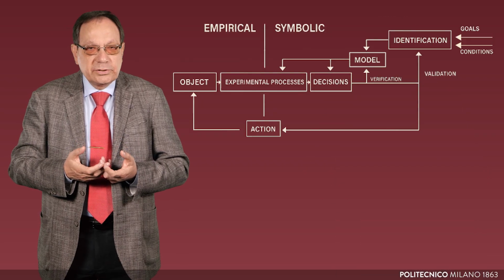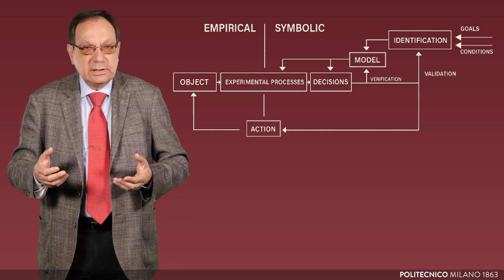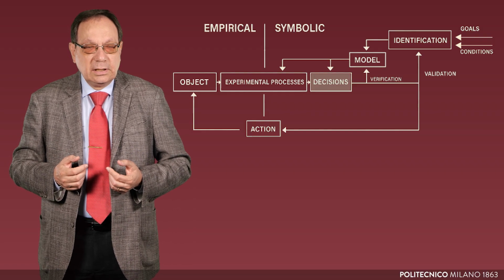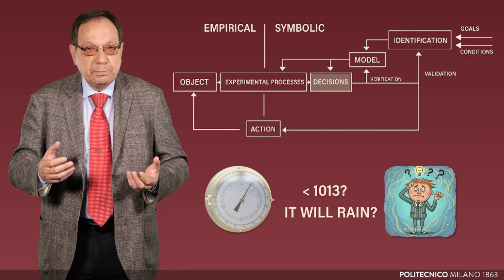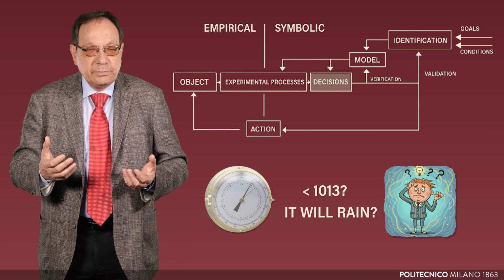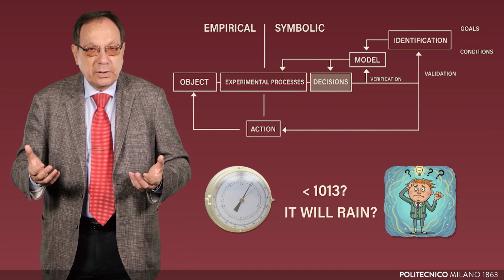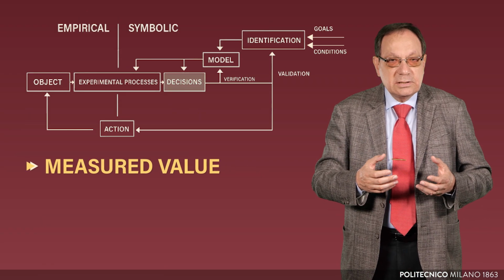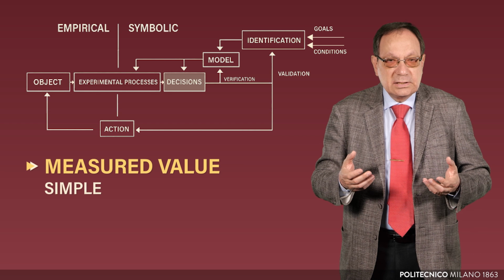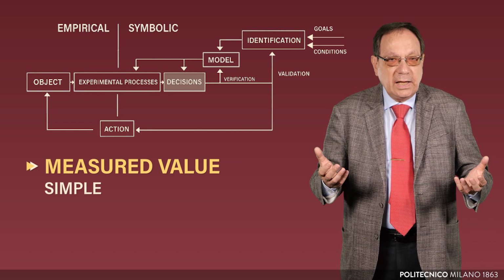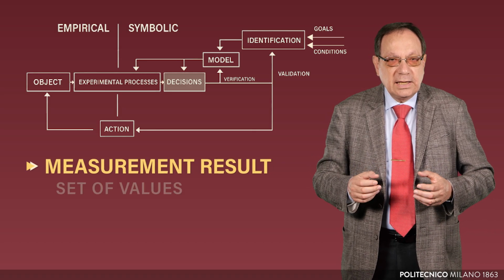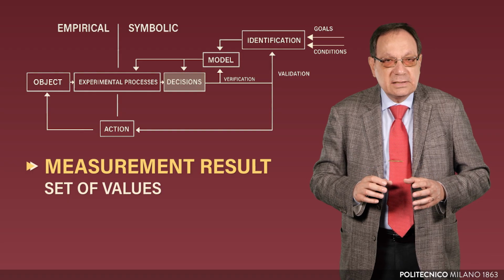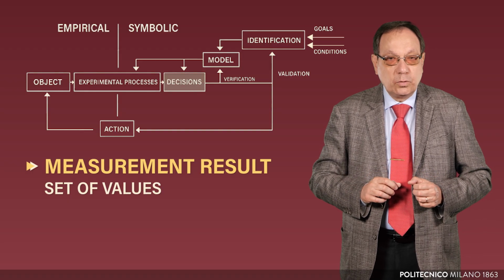We have therefore reached the final step of the measurement activity, the decision-making process. Generally, this consists of comparing the measurement result with a predetermined value, for example, a tolerance in an industrial production process or a legal limit. If one considers only the measured value, this operation may seem very simple, since it is a matter of comparing two numerical values. However, we have seen that the measurement result is defined as a set of values, and this makes the comparison much less straightforward.